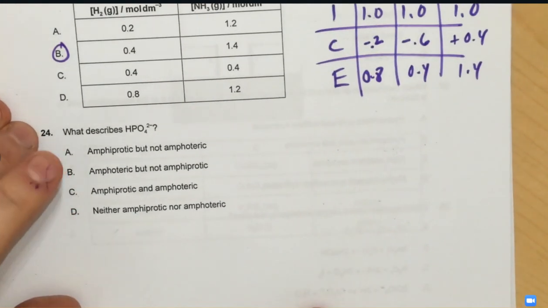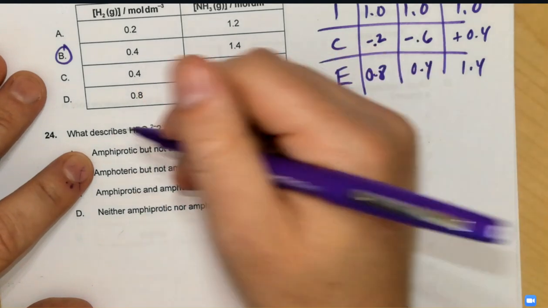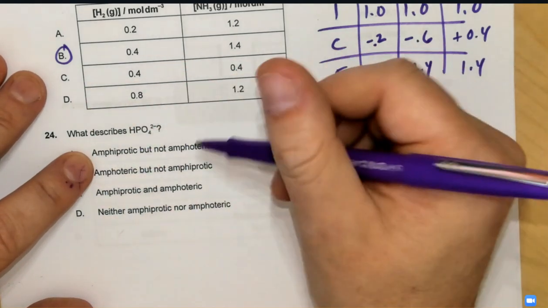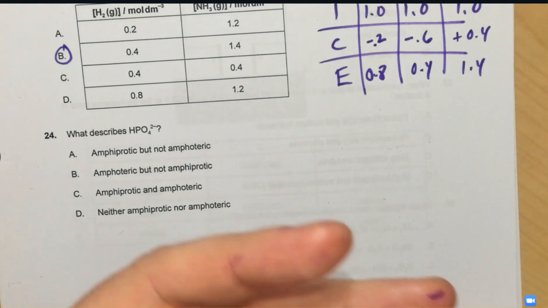What describes HPO42 minus? So remember, amphiprotic means you can either lose or gain a hydrogen, and amphoteric means that you essentially can be an acid or base. So if you take one thing that's amphoteric and mix it in water, you'll generally get a neutral solution because some of it becomes acidic, some of it becomes basic.